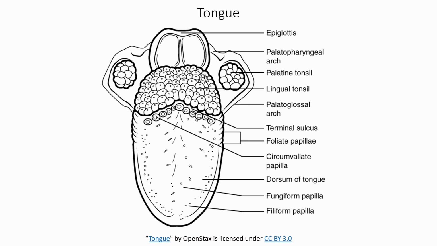So here's our basic drawing of the tongue. At the very back, we see the epiglottis. The palatine tonsils. The lingual tonsil, which is at the very back of the tongue. We have the terminal sulcus, which is right where that tonsil and tongue meet. We have the foliate papillae, which are right on the edge there. We have the circumvallate papillae, which are going to be at the very back. The fungiform ones are mainly here, and then the filiform are at the tip. And then the dorsum, this is the top side of the tongue.